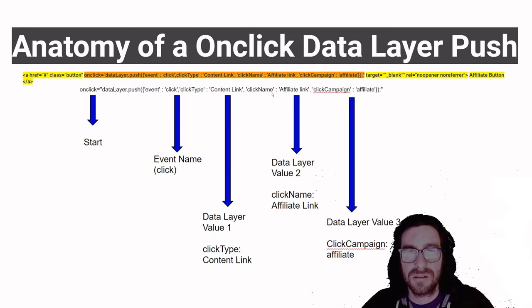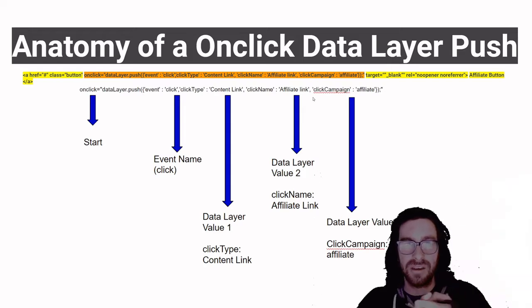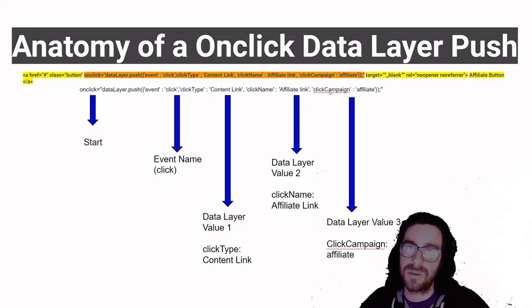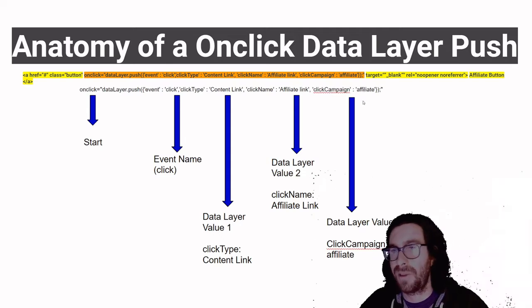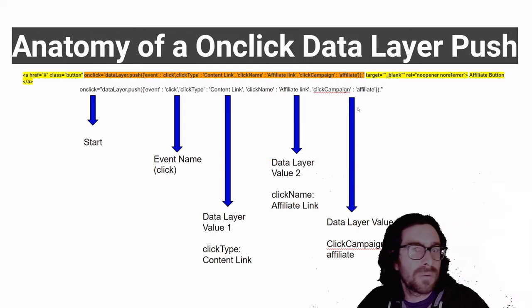My second data layer variable would be the click name, and for this particular click, I put in affiliate link. And data layer variable 3, I added 3 variables onto this event. So this event is going to have an event name and 3 data layer variables. The third data layer variable is the click campaign, right? I was really struggling to figure out what my third variable would be.